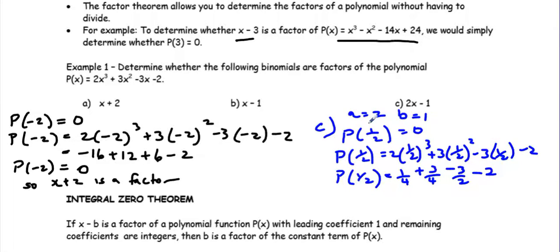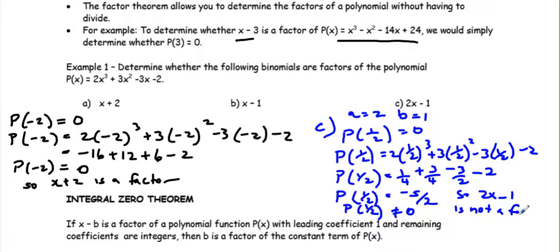Oh, it's not looking good. So this is 4/4, which is 1. 1 minus 2 is minus 1, and minus 1 minus 3/2 looks like it's going to be minus 5/2. Now just double check that. I'm doing that without a calculator, but that's what it looks to be. So this is our conclusion here: 2x minus 1, you could just say p of 1/2 does not equal 0, so 2x minus 1 is not a factor.